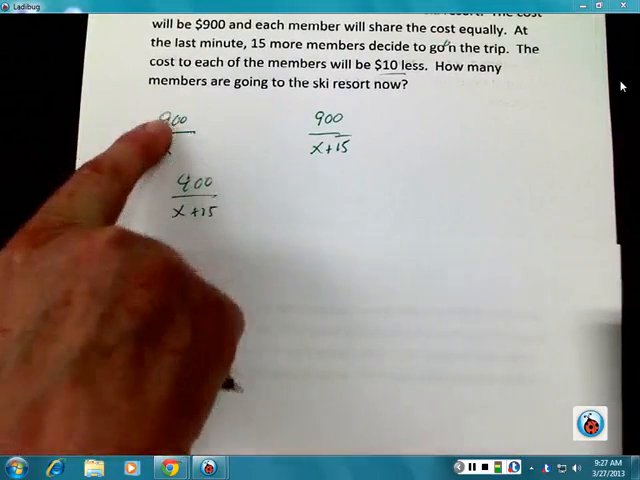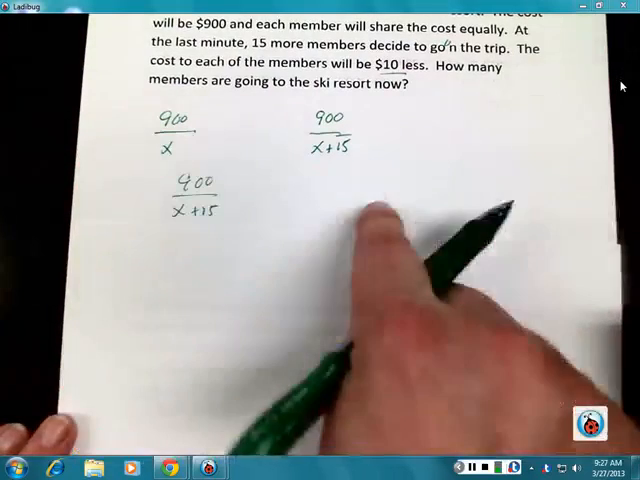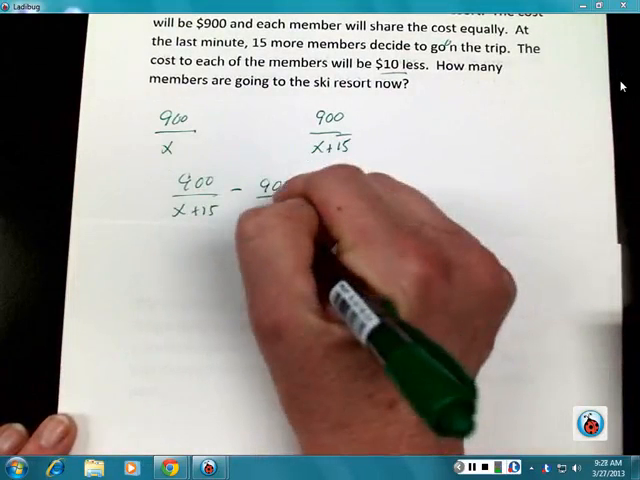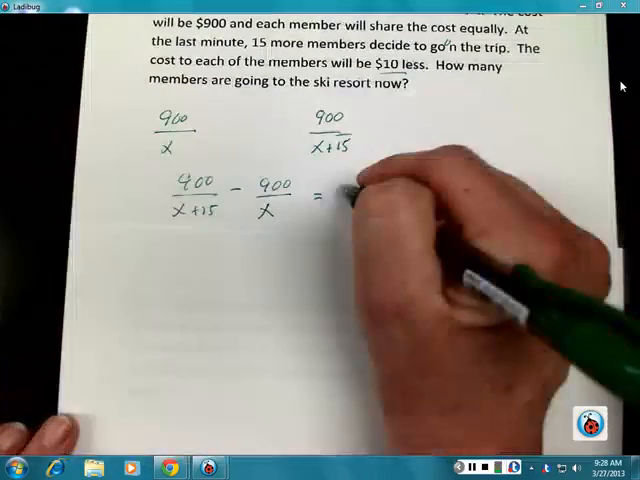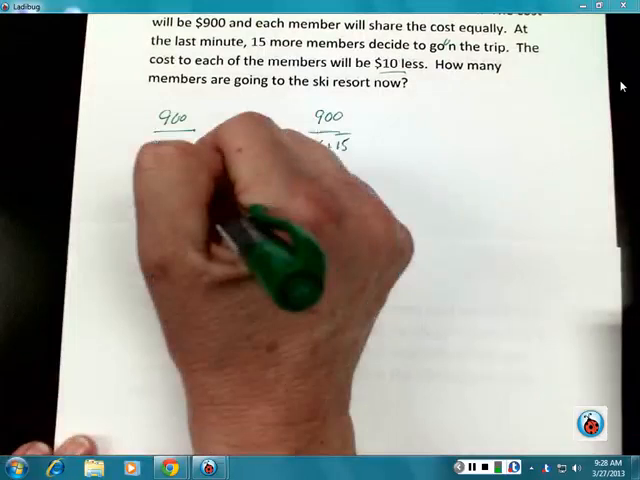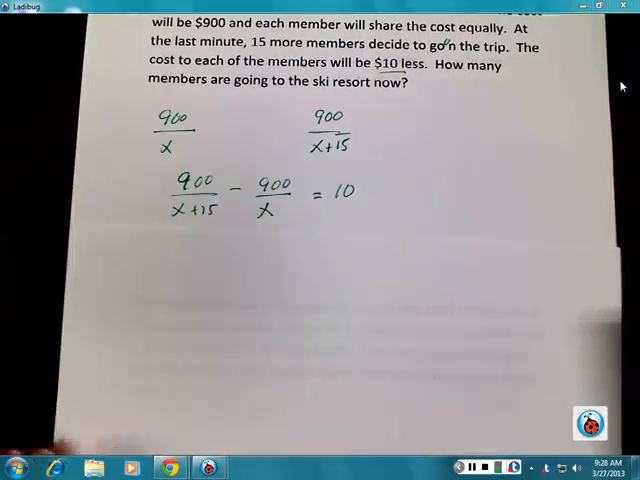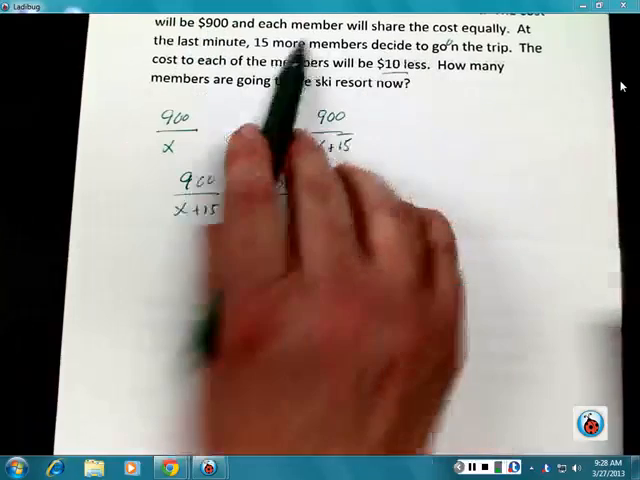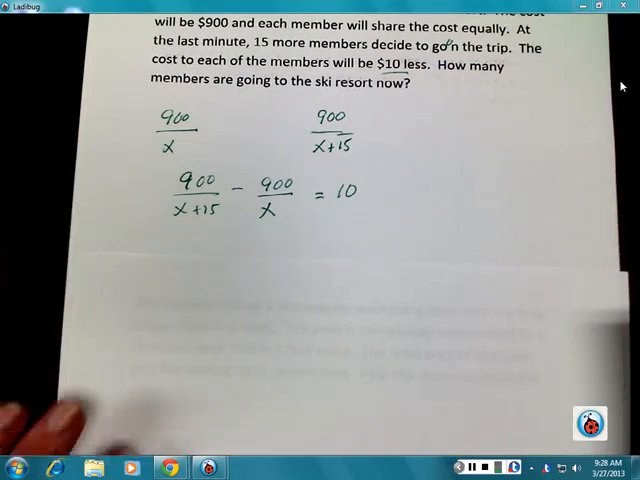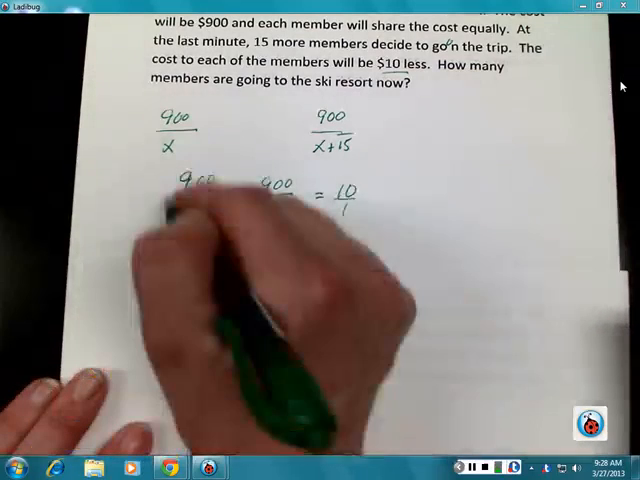So whatever this was gets lowered by $10. So then you have 900 over X minus 900 over X plus 15 is equal to $10, because there's a difference of $10 between those two. When you set these up, you've got to think in fractional values, because it's the total amount divided by how many members. That's the key piece, making sure you divide by those members. So how do I solve this? How do I get it to a quadratic equation? I've got denominators here, so I need to clear those out.